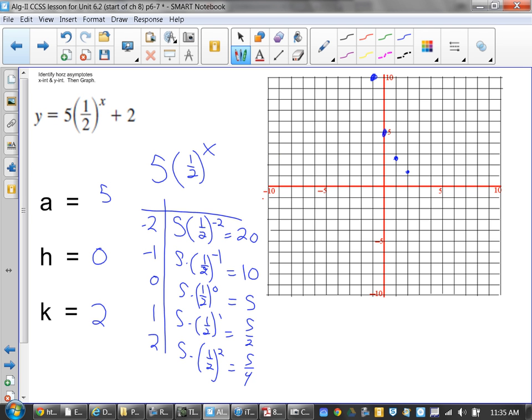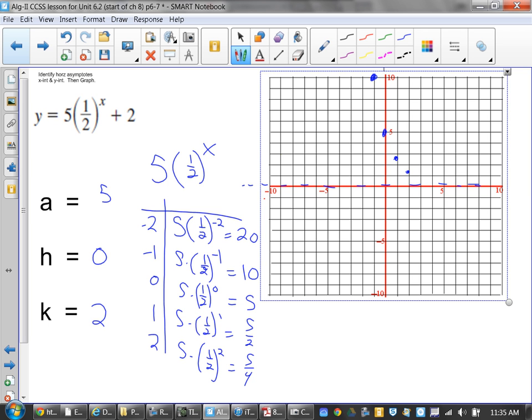When you do that, where is your horizontal asymptote for the parent function? 0. Good job. So I know it's got to go that way. It's okay. You should think of it as an imaginary line.